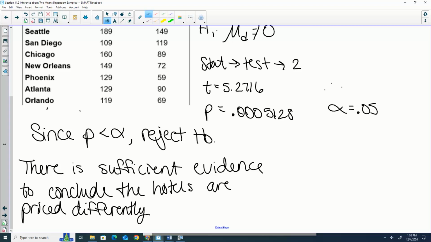There's too much space to work these out. So if I were showing you control approaches.